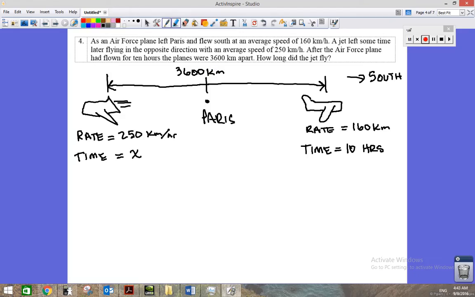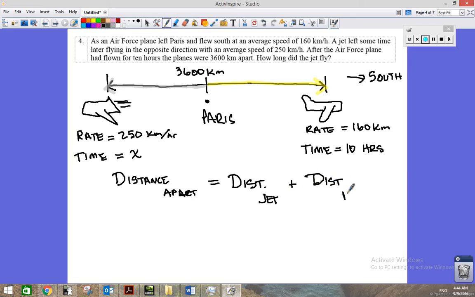We're going to take this 3,600 kilometers and break it up into the distance that this jet flew plus the distance that this plane flew. So this distance that they are apart from each other is the distance that the jet flew plus the distance that the plane flew. They tell us on the left-hand side this total distance is 3,600.